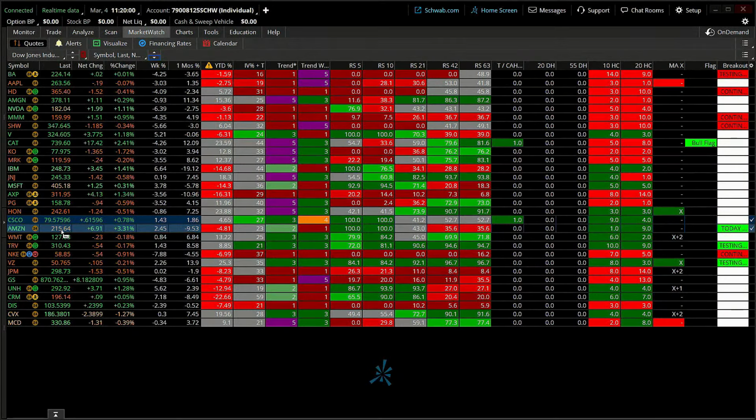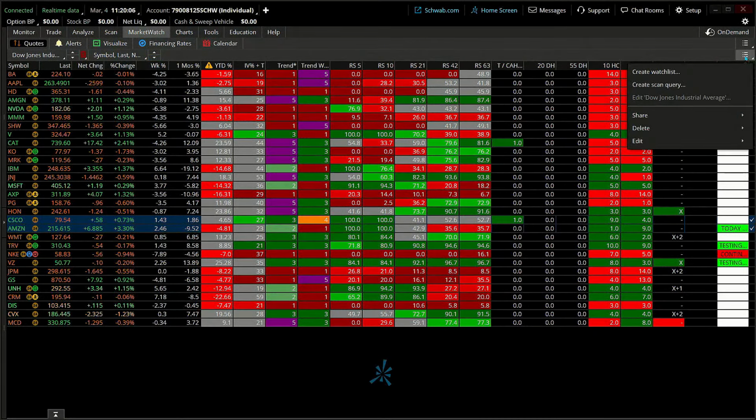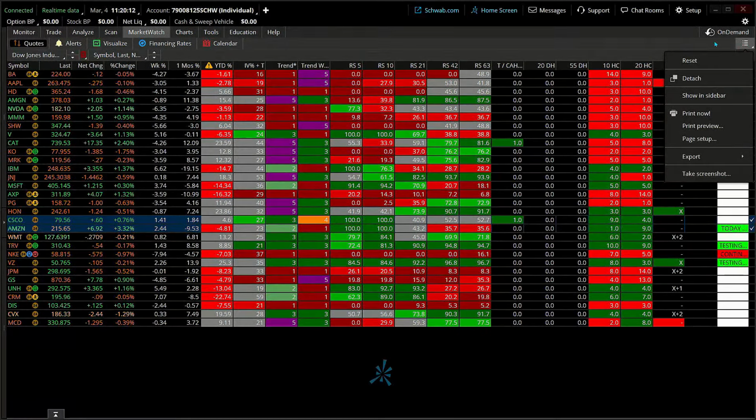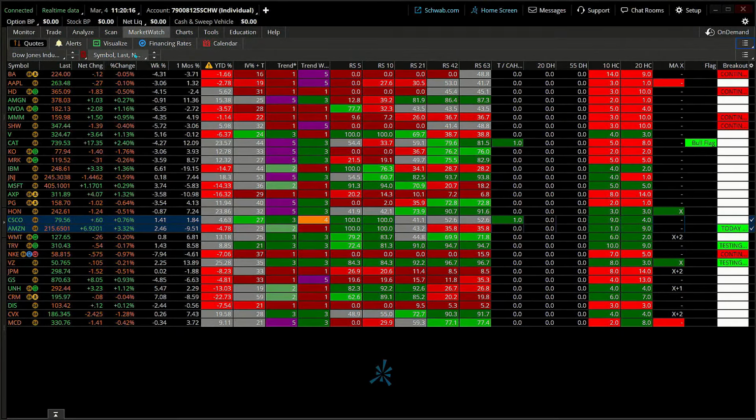So I'm using the fundamental columns and the technical columns. Now, let me just see something real quick. Okay. All right. Now, what I want to do is, how can we actually scan for some of these companies?